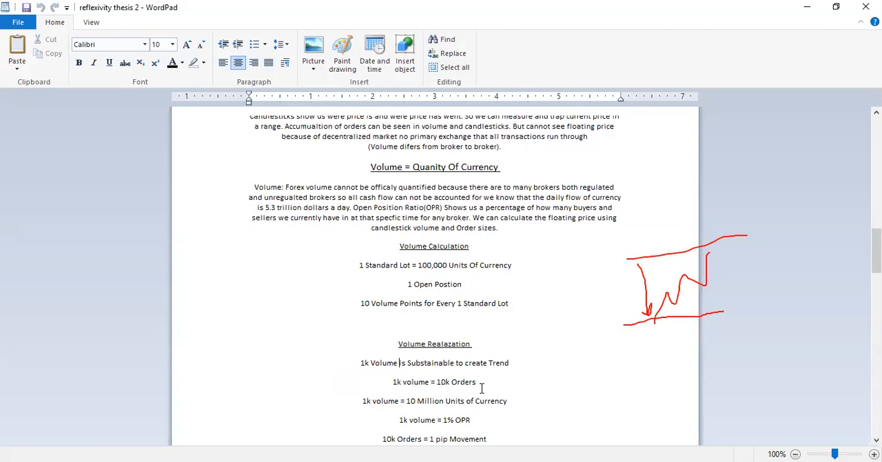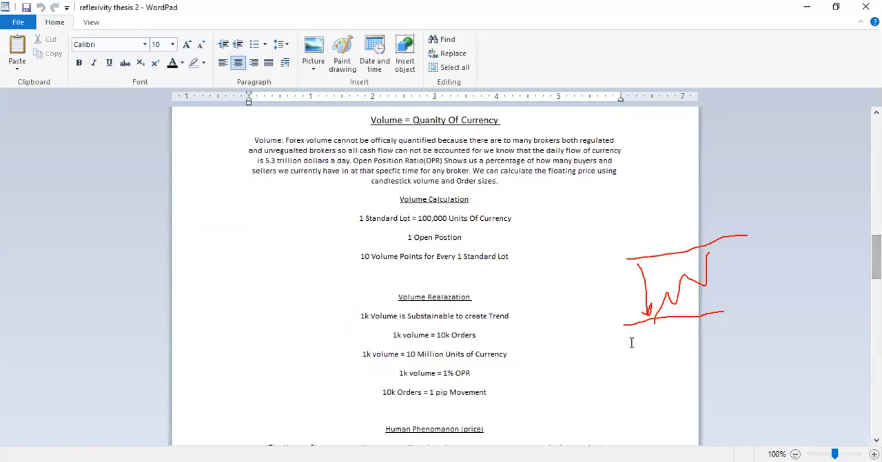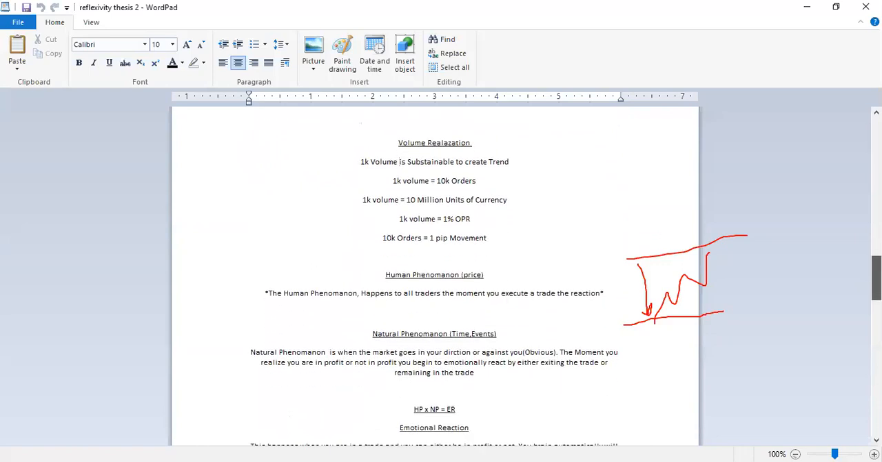1K volume is equal to 10,000 orders. 1K volume is equal to 10 million units of currency. Okay. When you see 1K volume on your charts, that's equal to 10 million units of currency being bought or sold at that particular point in time. 1K volume is equal to 1% open position ratio. 10,000 orders move the market 1 pip. Okay, so that's the volume realization, which we're going to speak a lot about.